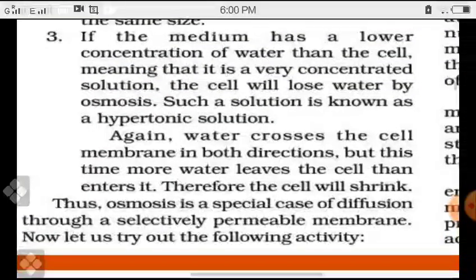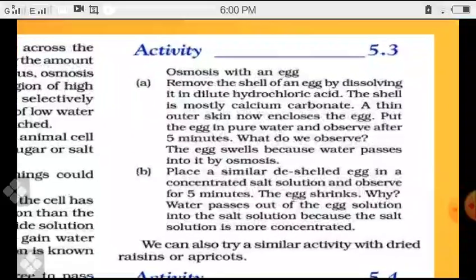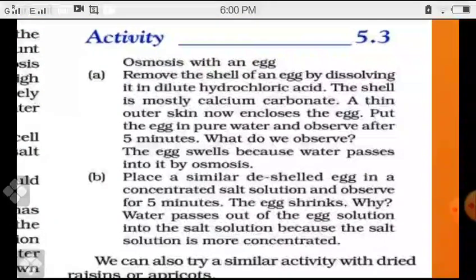Let us now try out an activity. Activity 5.3, osmosis with an egg. What we have to do is remove the shell of the egg. How? By dissolving it in dilute hydrochloric acid. The shell is mostly calcium carbonate. The white content that you see as the shell is actually calcium carbonate. After putting this egg into a dilute hydrochloric acid solution, the calcium carbonate will get dissolved. So what you see is a thin outer skin that now encloses the egg.